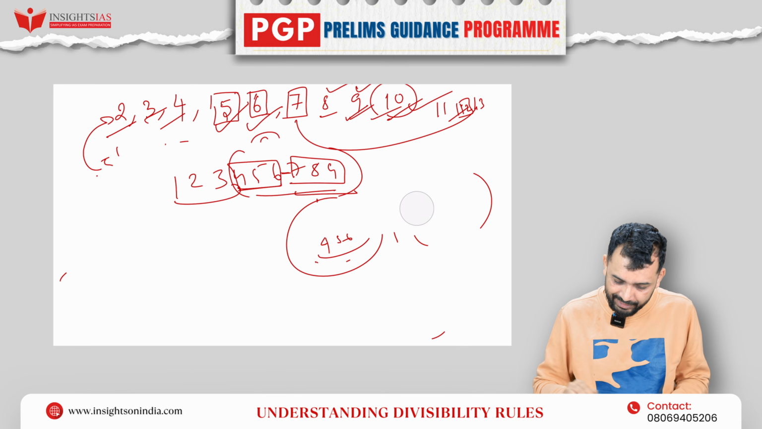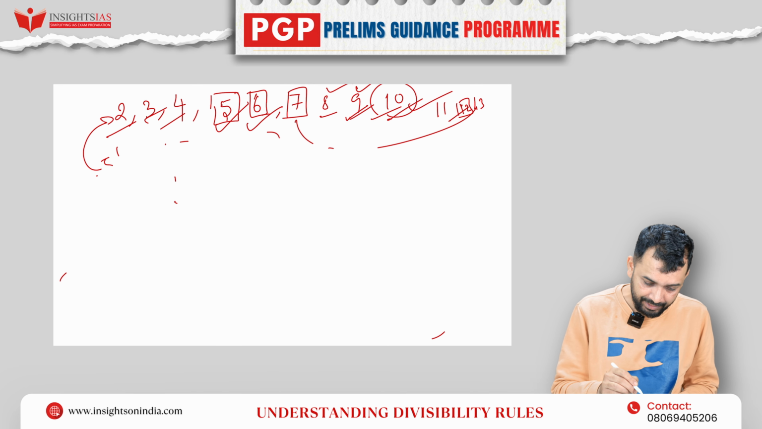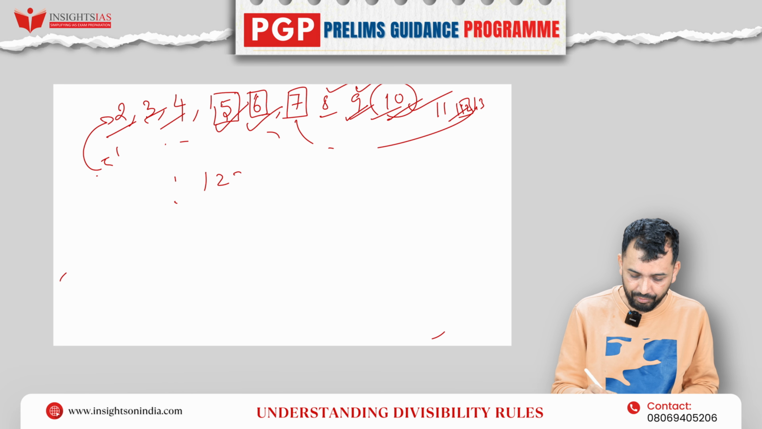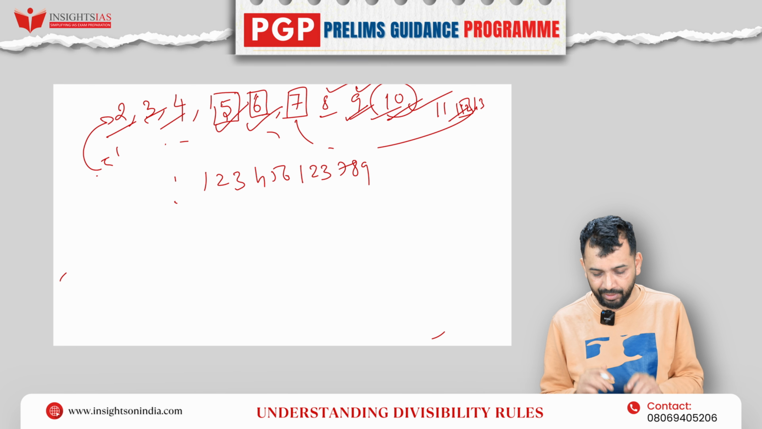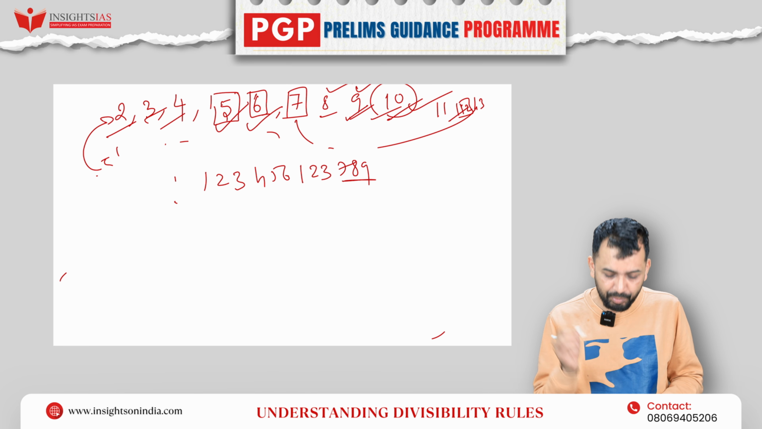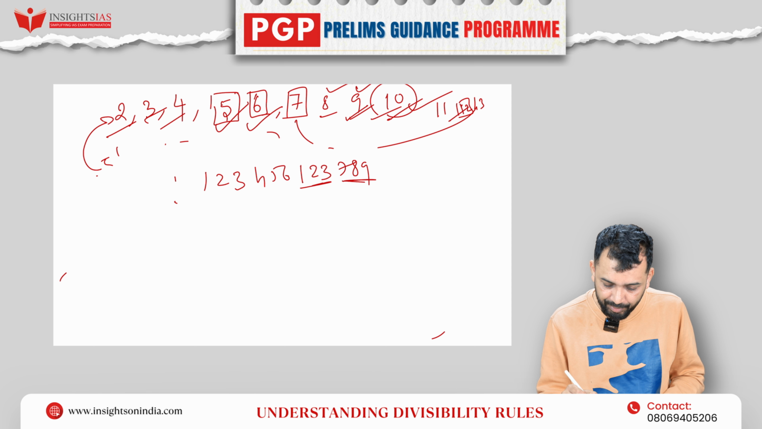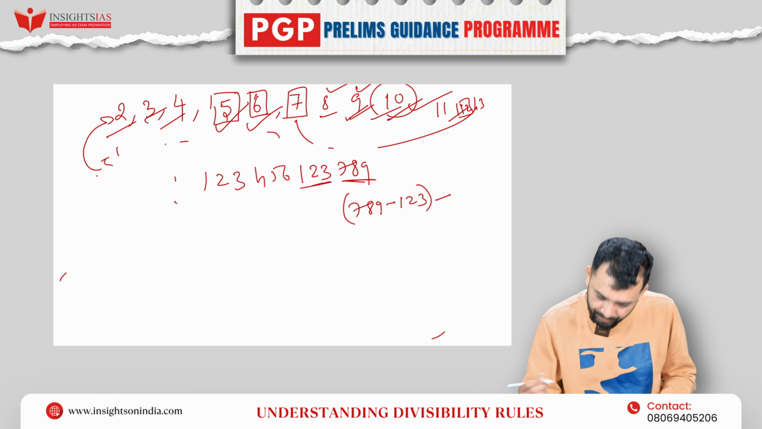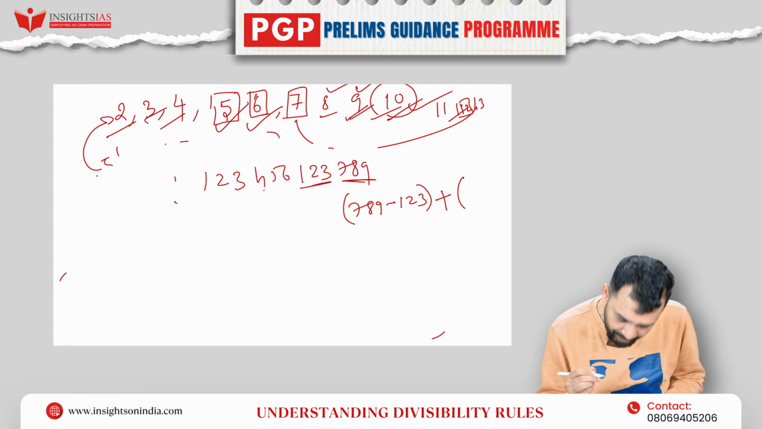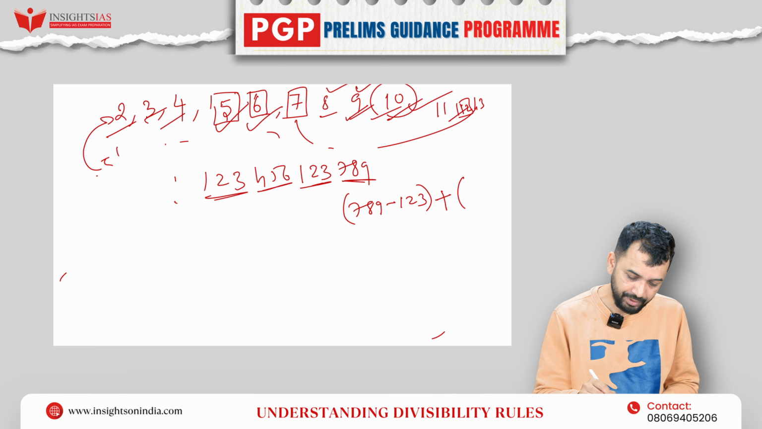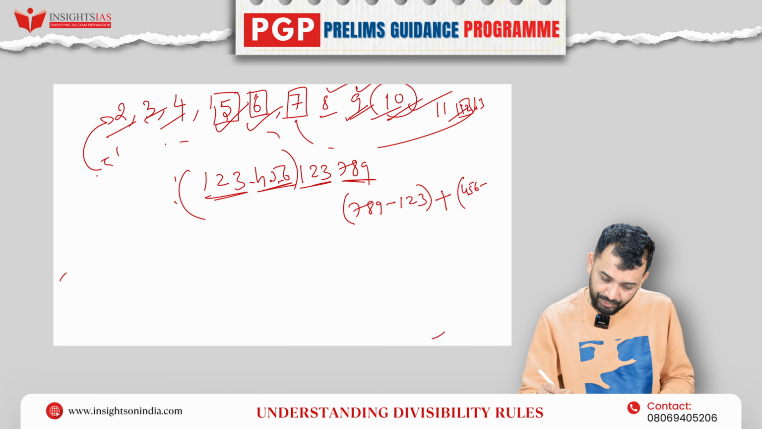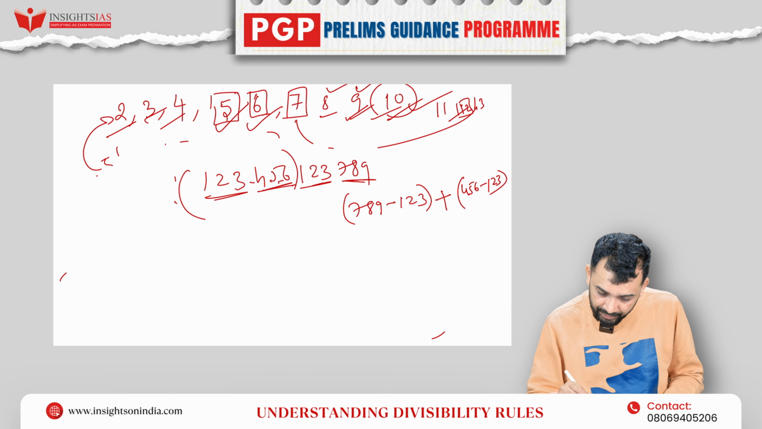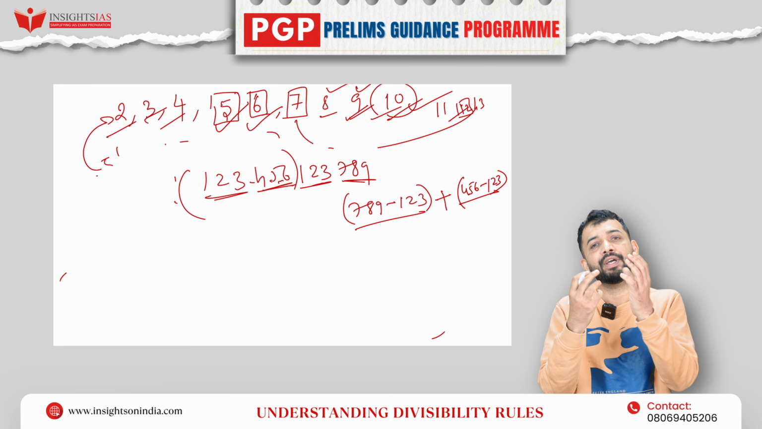Let me give you a larger number so that you have a better idea. 1, 2, 3, 4, 5, 6, 1, 2, 3, 7, 8, 9. So let's say we have this. This is one 3-digit group, and this is another 3-digit group. Find the difference between 789 and 123. Then you add it to the next result. The next groups are 456 and 126. Here also you have to find the difference between 456 and 123. So this is one difference, and this is another difference. Then add those differences and see the sum.